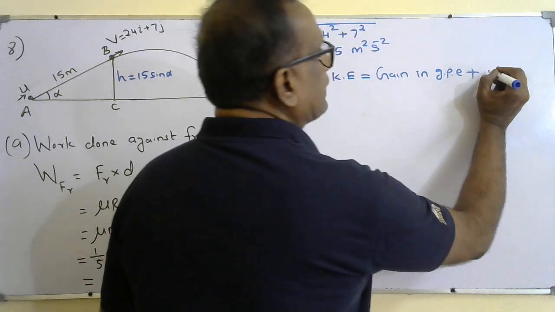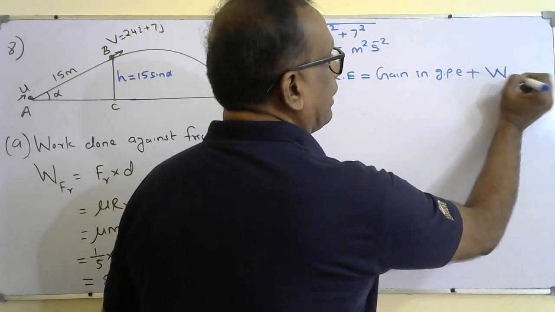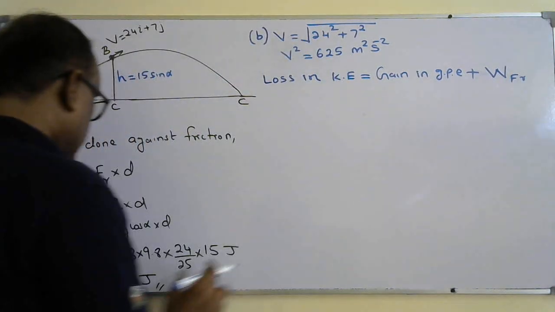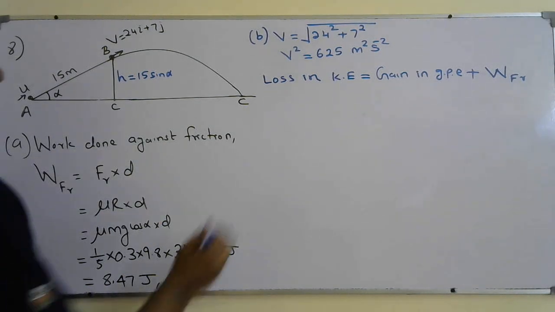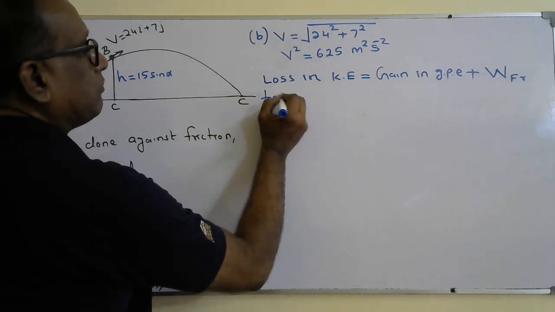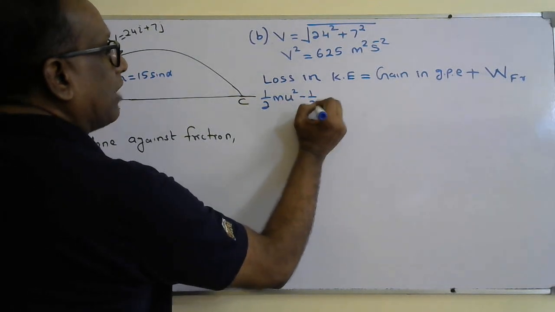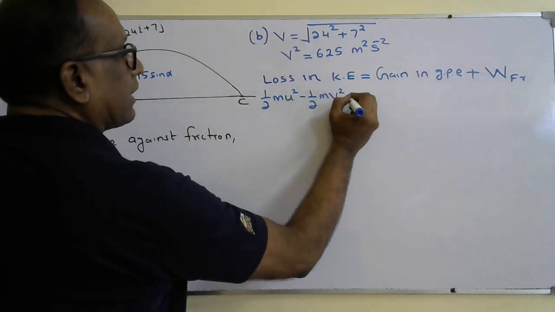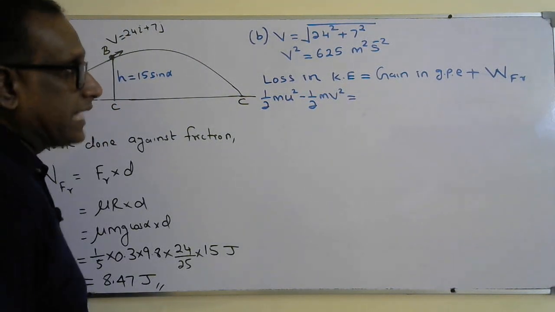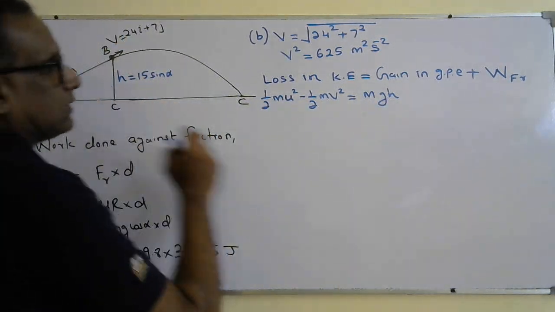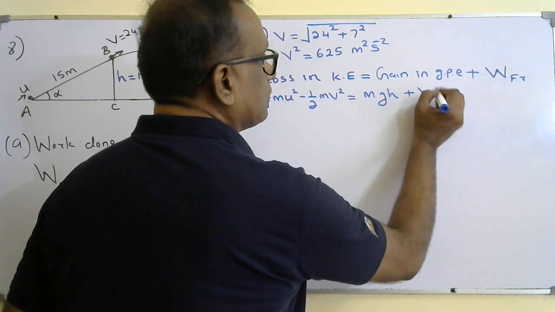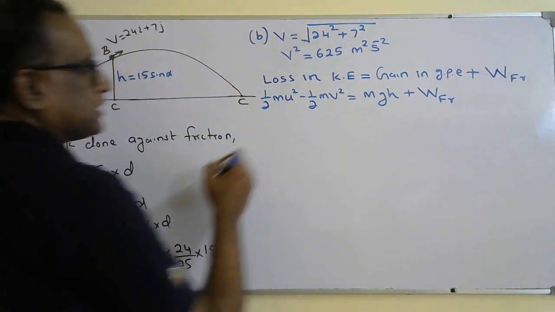So there is work done against friction. I put WFR because I already defined WFR here, work done against friction. Loss in kinetic energy, initial kinetic energy, half m u squared minus half m v squared. Loss means initial minus final. Gain in GPE, mgh, h I already defined here, plus WFR.